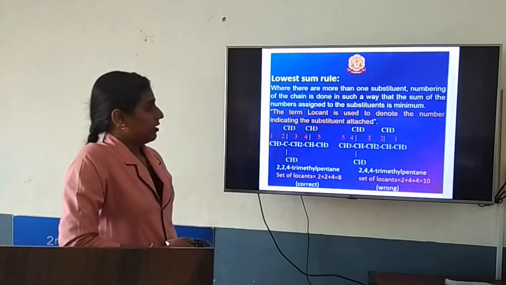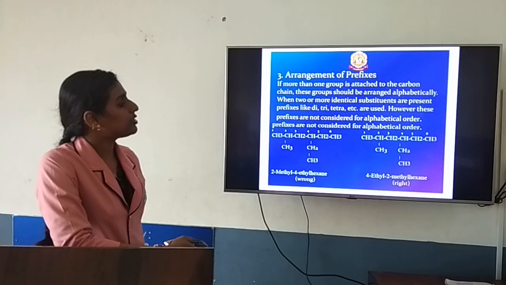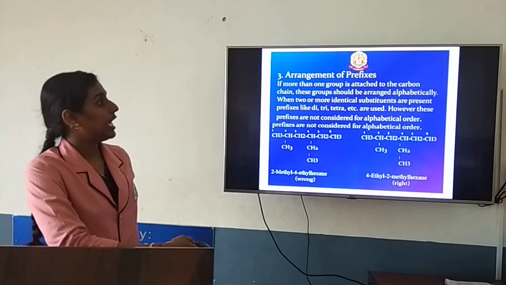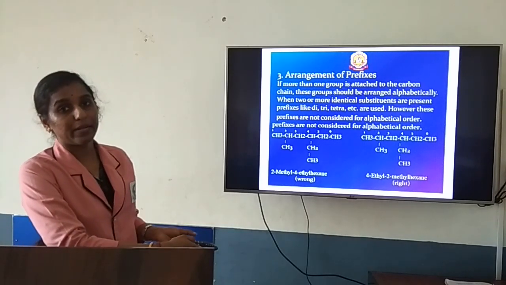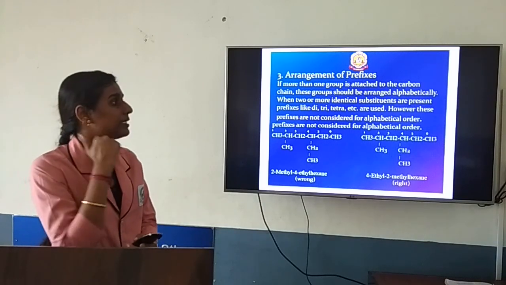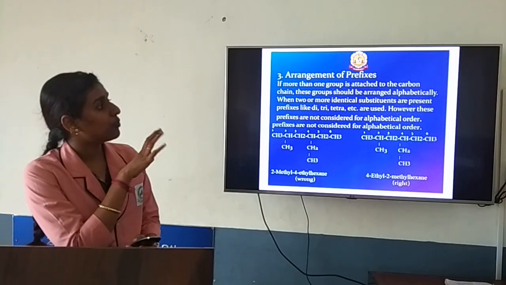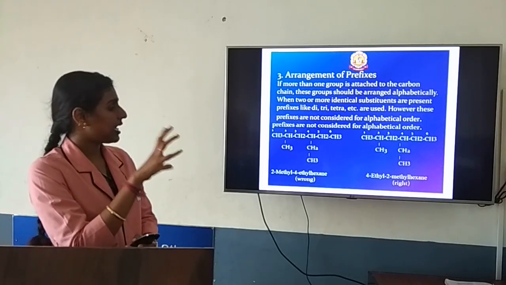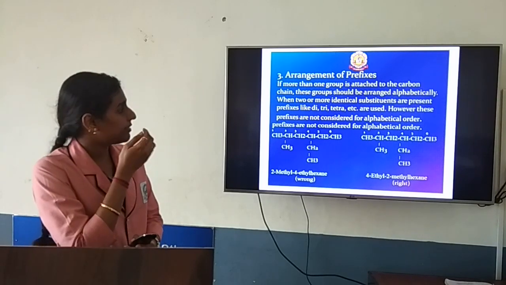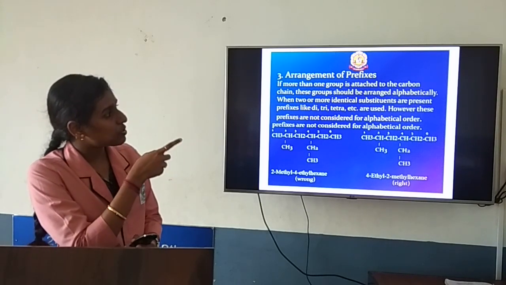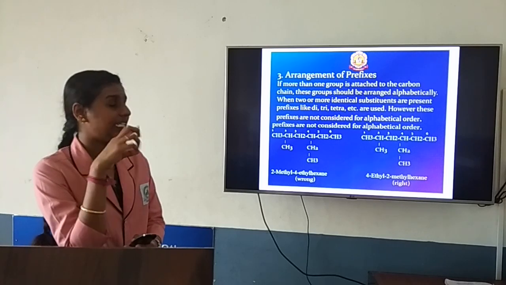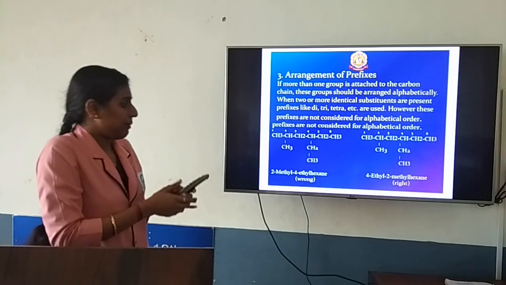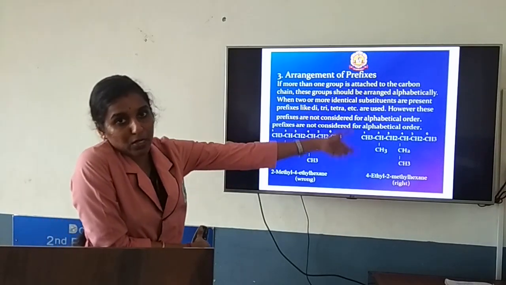The next one. Arrangement of prefix. While arranging the prefix, what you should check: if more than one substituent group is present, the groups should be arranged alphabetically. That you should remember. The arrangement of the groups should be done based on alphabetical order. When two or more identical substituents are present, you can give di, tri, tetra, and in that way name the compound.